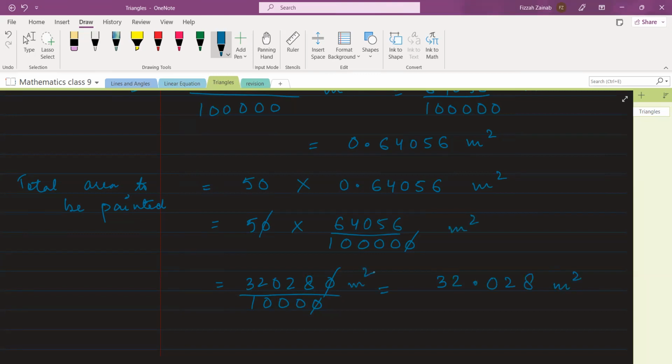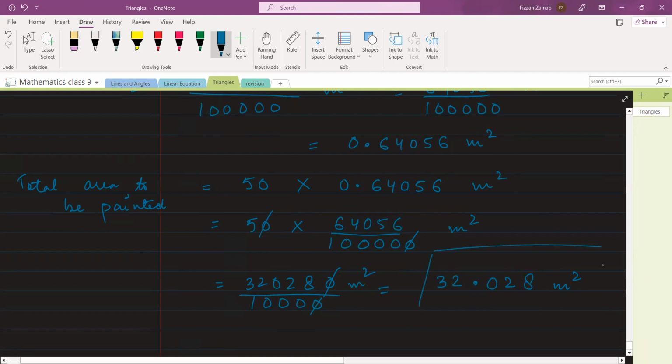All right. So this is the actual area you have to paint, the total area. Understand?